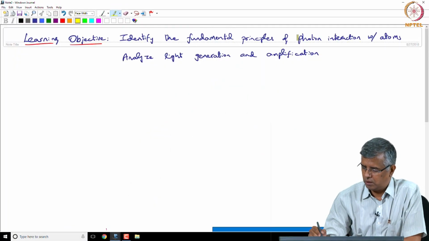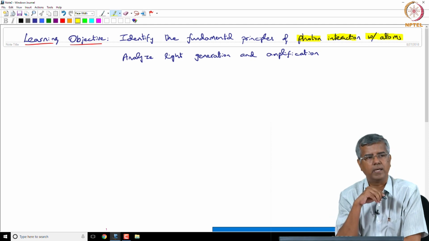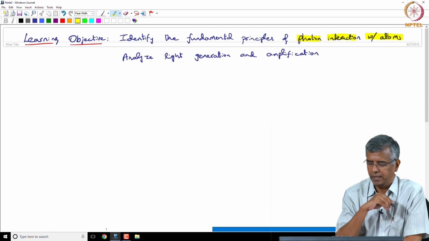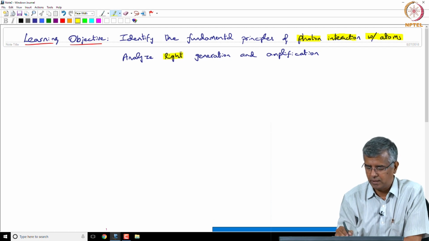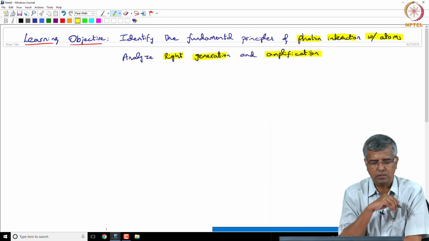So what we will do for the next few weeks is to identify the fundamental principles of photon interaction with atoms. We just started doing that. We will go into a little more detail, and the specific motivation for considering that is we want to understand light generation and amplification, okay?